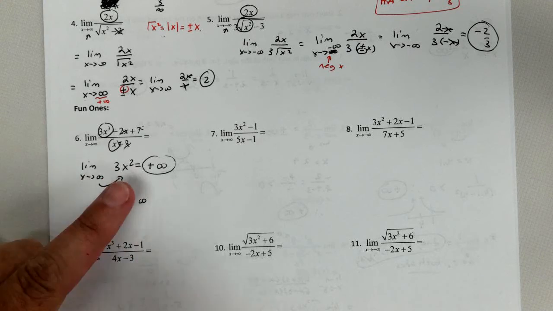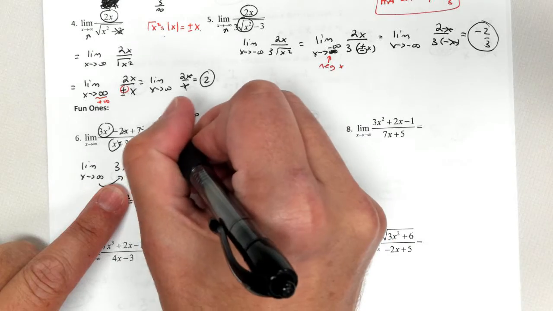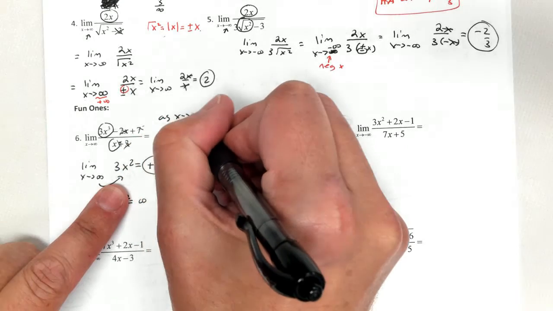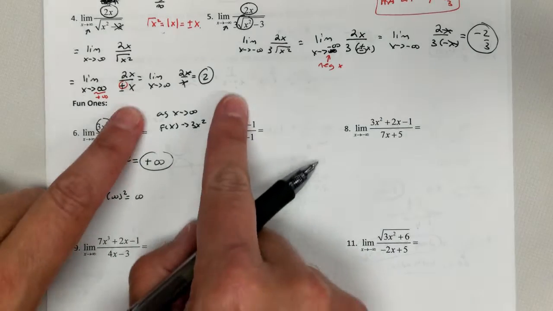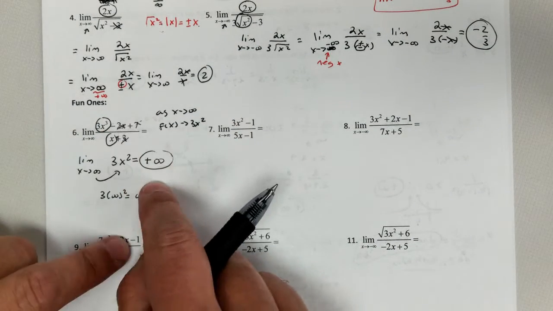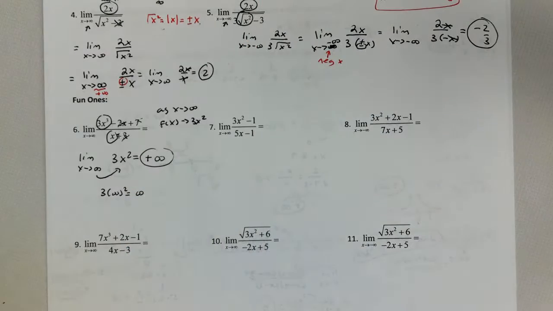And what this is really saying is, as x gets really large, the function looks like the parabola 3x squared. And that's going to go up on both sides. So it's going to approach infinity. And it should make sense. A parabola, as we go on forever, just keeps growing.